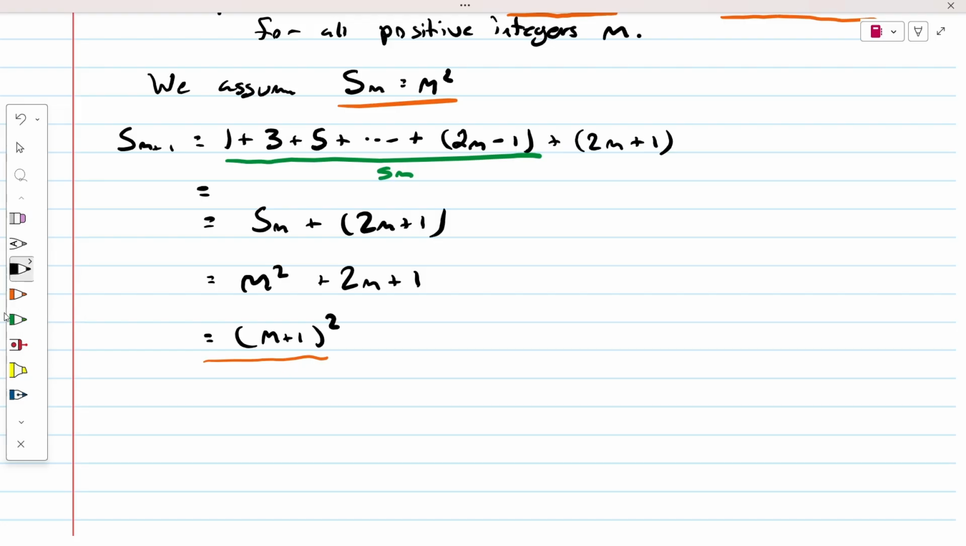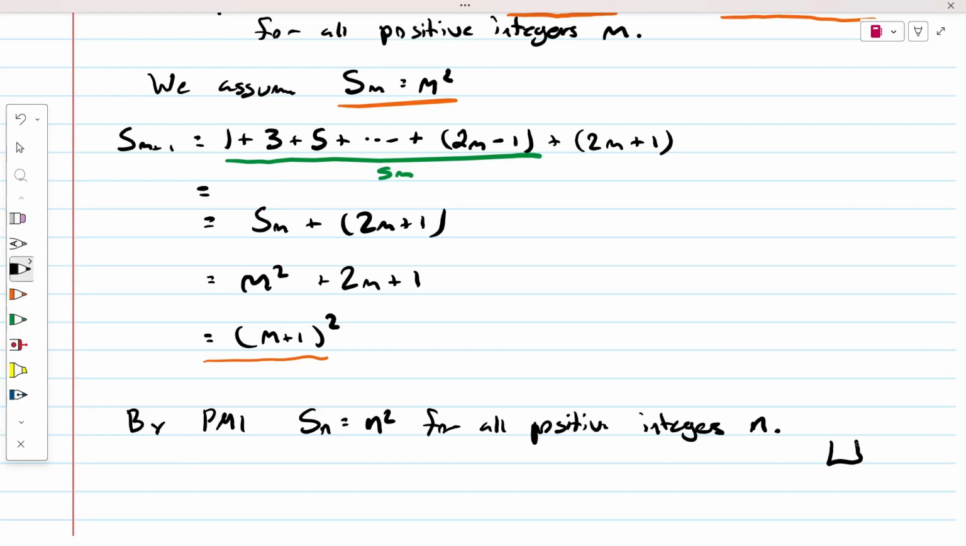So that means we're basically done with the proof. We've shown the two things that we need to show. So by the principle of mathematical induction, we're done. It's proven. We can say that S of n equals n squared for all positive integers n. And so that concludes the proof.